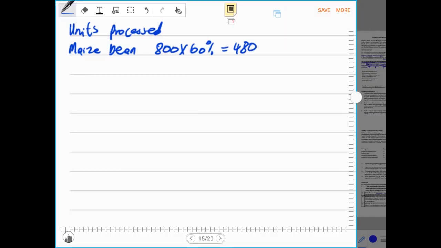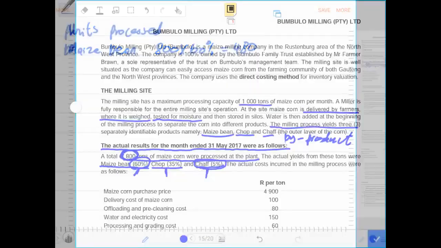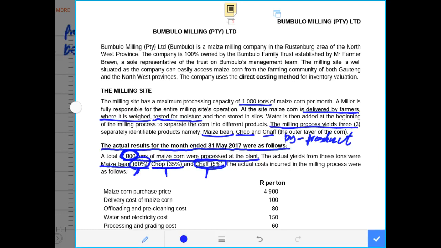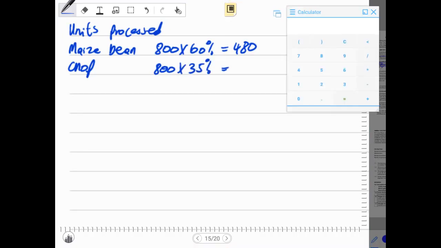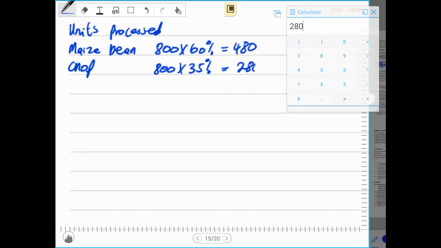the 800. Then the second product, which is 35%, will be chop, and they say chop was 35%. Then we say chop will be 800 units, times that by 35%. Then that will give us the total units, 800 times 35%. It will give us 280 units of chop that were processed.